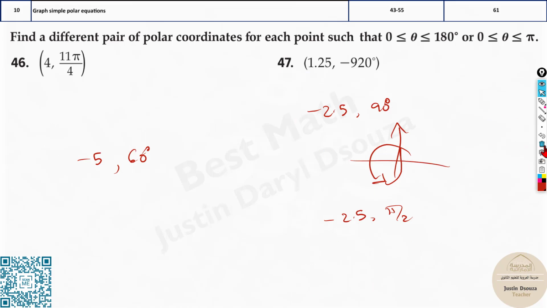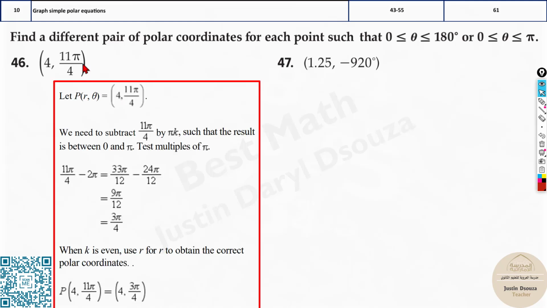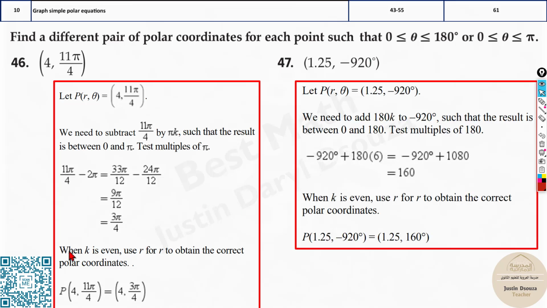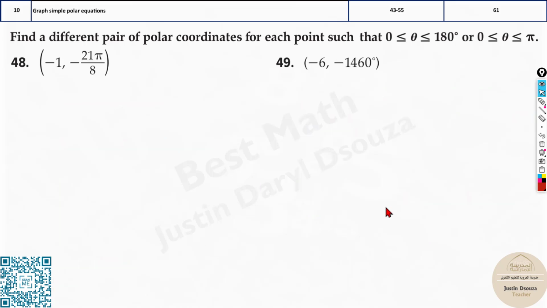Same thing can be done over here. You just have to subtract it so many times by pi here, and over here it's 180 degrees. Count the number. If it is an even number, you leave the radius. See this, when you subtract over here, it'll be an even number, so the 4 remains the same. Here also it's an even number. You can see k was even, so it will be the same value. If it was odd, you change the sign.